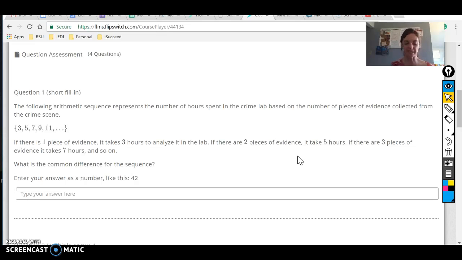So this is an arithmetic sequence, which means we have a common difference, versus the geometric sequence, which had a common ratio. The common difference is just the difference between each of these numbers, and as you can see, that difference is 2. So we'll go ahead and just type 2 in here.